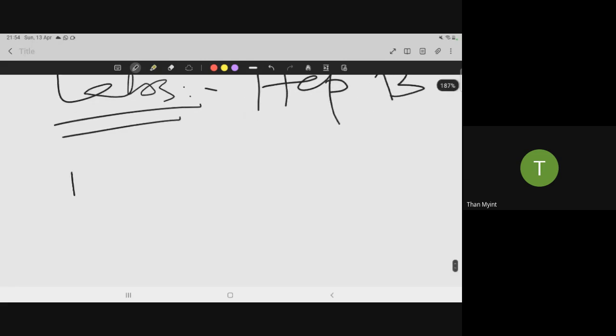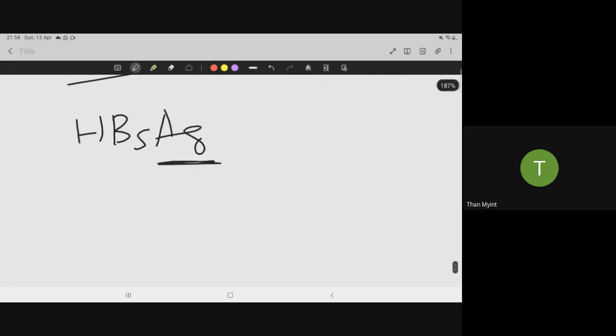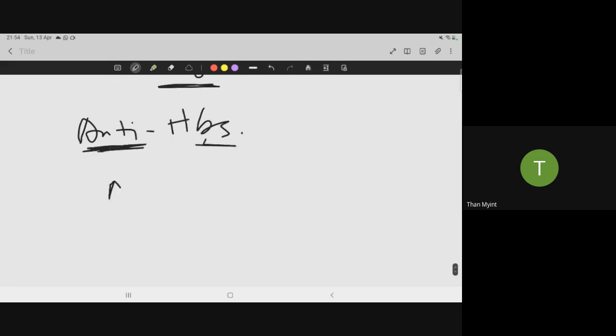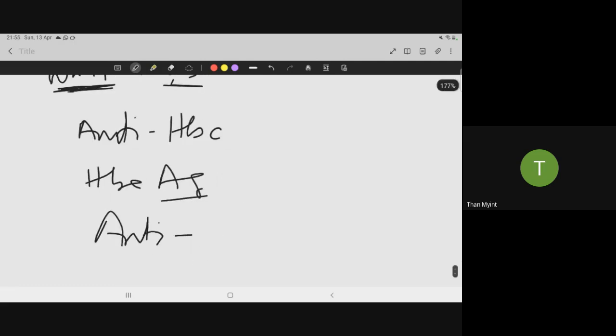So you have hepatitis B surface antigen. If you see this word, you have to focus on this AG, like antigen. Then you have another word, anti-HBs, an antibody to surface hepatitis B. Here you have to focus on this word anti. Same goes for your core antibodies, like anti-hepatitis B core antibody, and then you have hepatitis E antigen, and again hepatitis E antibody.